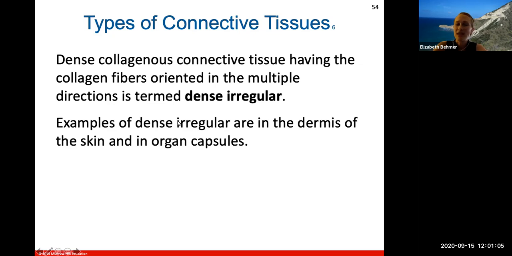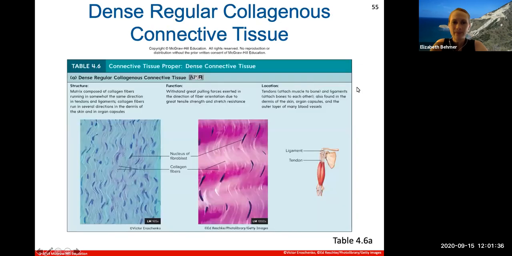An example of dense irregular connective tissue is in the dermis of your skin. Again, the dermis layer of the skin is right below the epidermis, and it also will be found in organ capsules. This dense irregular connective tissue is what allows your skin to snap back if you pull up some skin. The collagen fibers in your face become less elastic with time, and that's what gives you wrinkles. But dense irregular is found in the dermis layer of your skin.